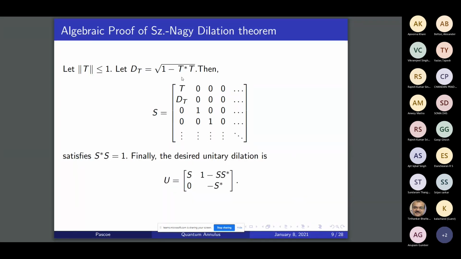So finally, the desired unitary dilation is given by this concrete formula. We take our S that we defined up here, and then we form a matrix out of S, 1 minus S star S, S star, then negative S star, something like that. And the point is that if I've written down all these formulas correctly, this S turns out to be an isometry and this U turns out to be a unitary, essentially whenever S is an isometry. And so this gives you a unitary dilation.